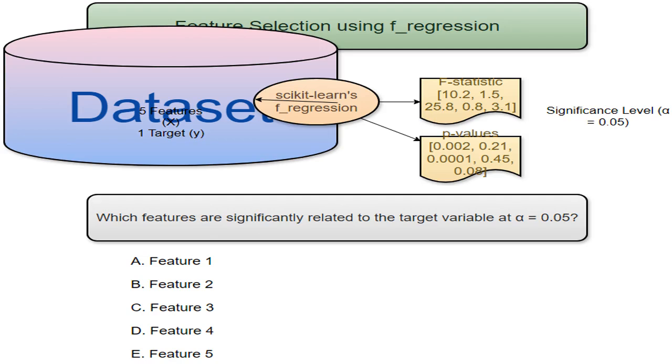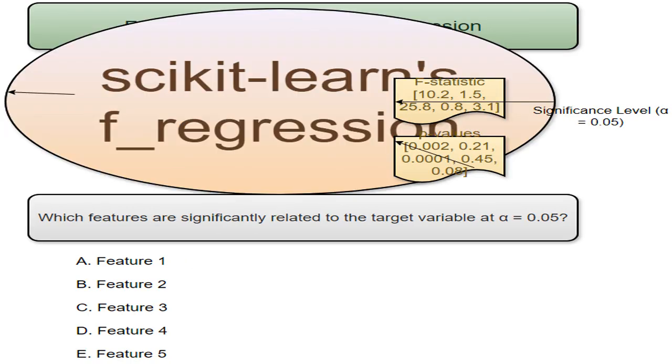I have a dataset with 5 features, things I'm measuring, and one target variable, what I'm trying to predict. This array shows how much each feature individually explains the variation in the target variable. A higher number means a better explanation.